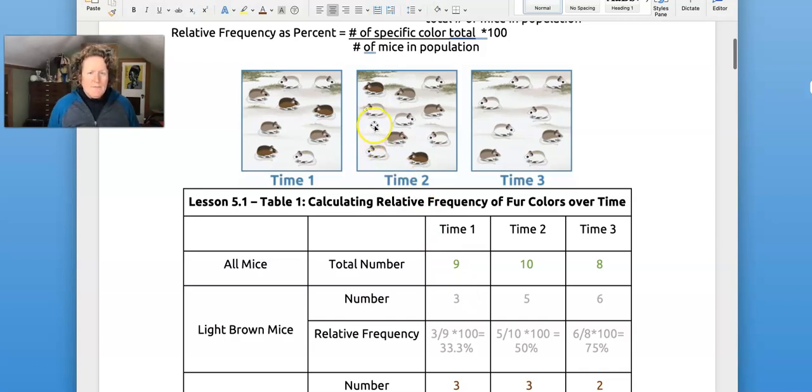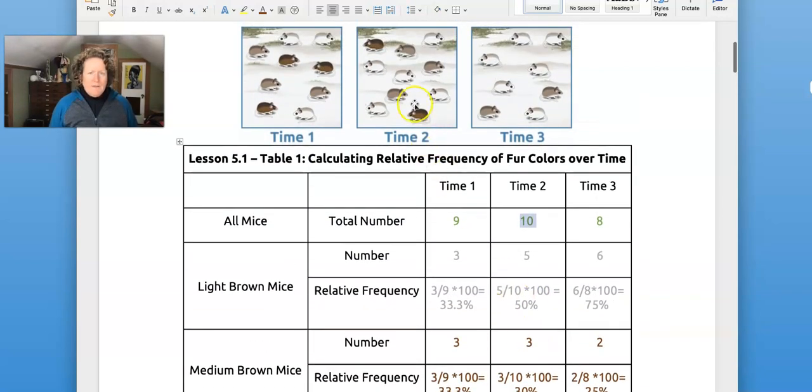Time 2 was a little bit different. This time, light brown mice were 1, 2, 3, 4, 5. 5 out of 10 is 50%. So that's the number of light brown mice divided by the total number of mice. So 5 divided by 10 times 100%.